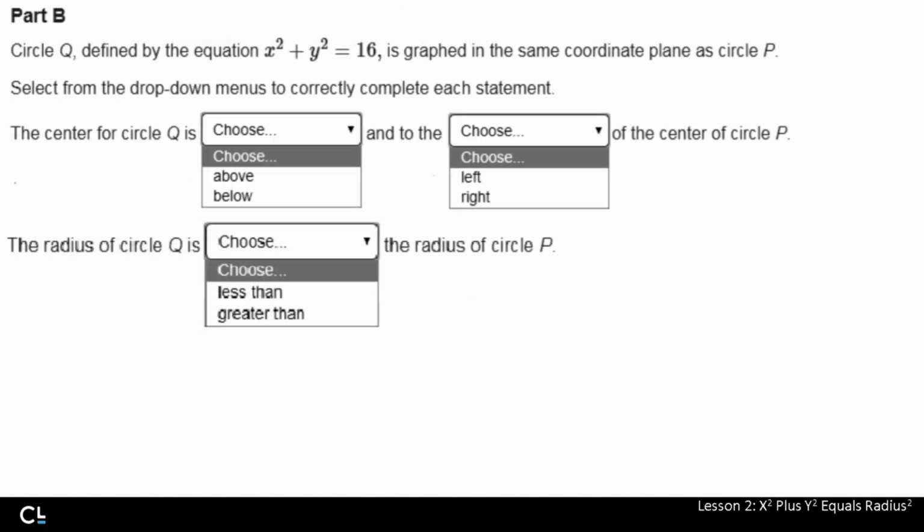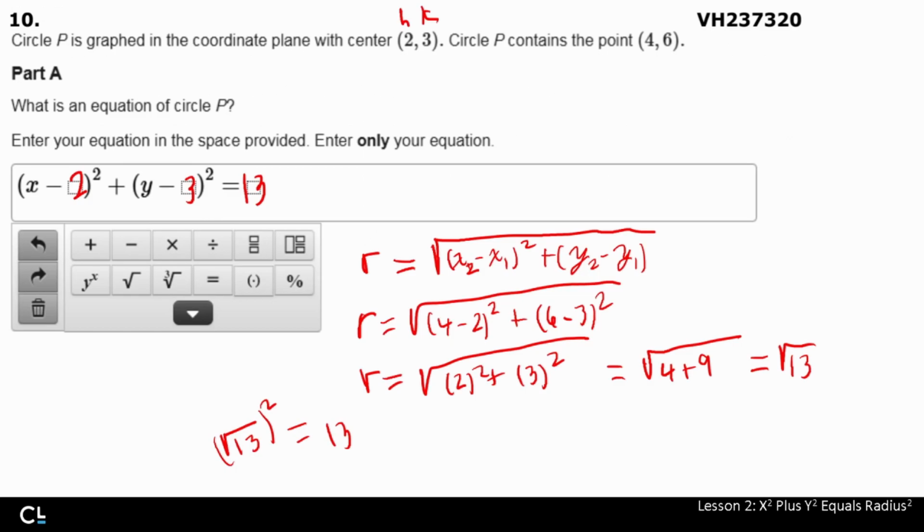Next up, another question. It says circle Q, defined by the equation x squared plus y squared equals 16, is graphed in the same coordinate plane as circle P. Select from the drop-down menus to correctly complete each statement. So it says the center of circle Q is either above or below, to the left or right of circle P. Let's reread what we got up top. We have these equations, right?